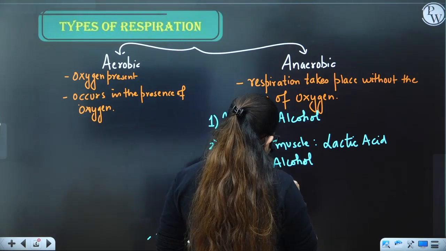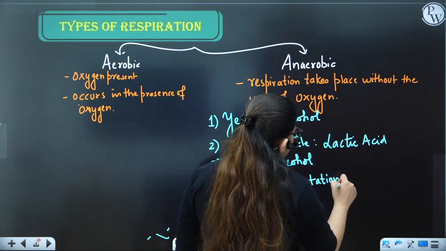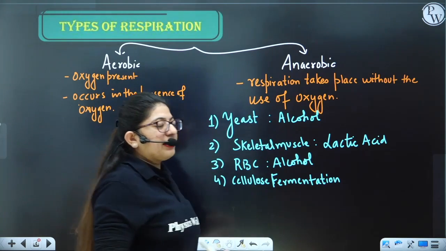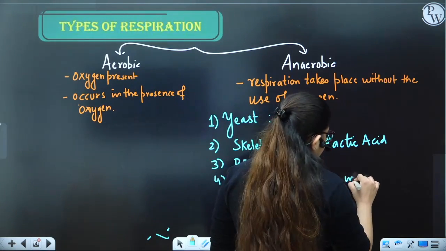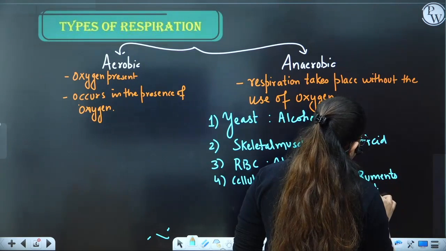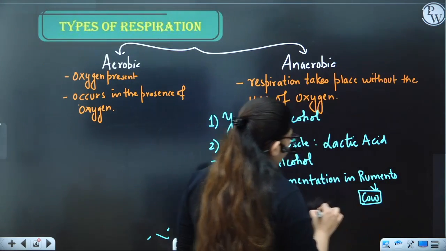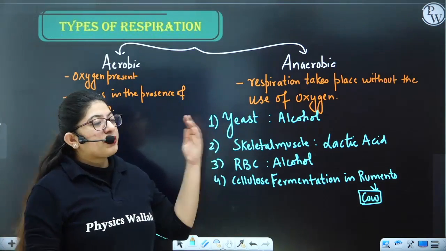Fermentation in ruminants. What are ruminants? Like cows, like buffaloes. There, in their stomach, the cellulose gets fermented, right? In ruminants, like cow. So these are some of the examples of anaerobic respiration.